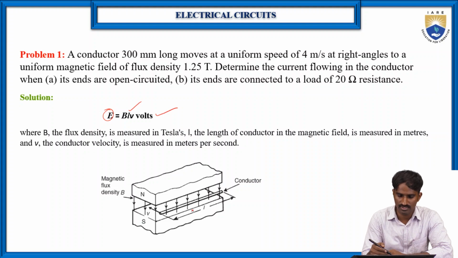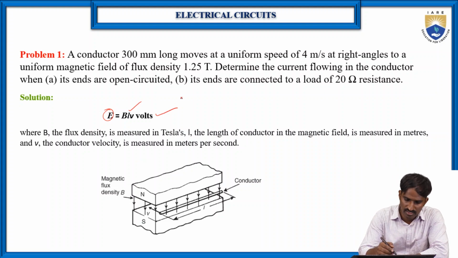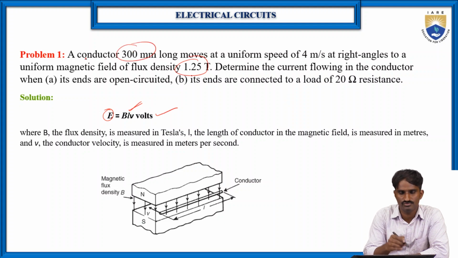Then, just for recall purposes, I'm trying to discuss this briefly. Just substitute here the B that they have given. What is the value of B here? It is 1.25 Tesla, and L, the length, is 300 mm. Of course, we need to convert that into meters. And V, the velocity, is 4 meters per second.